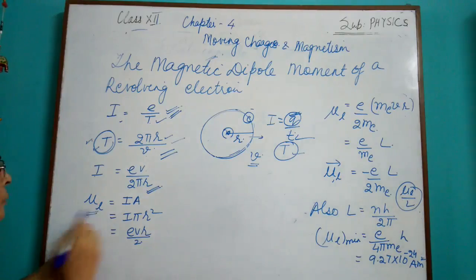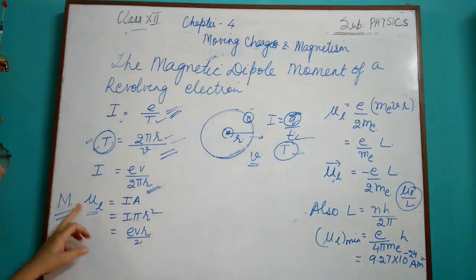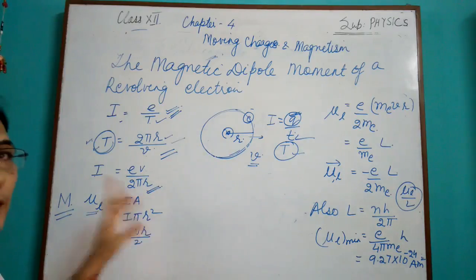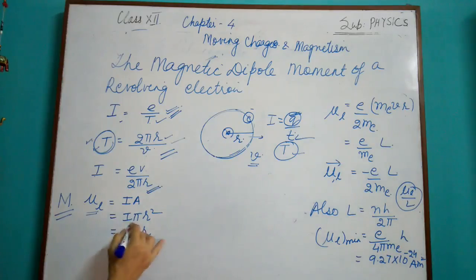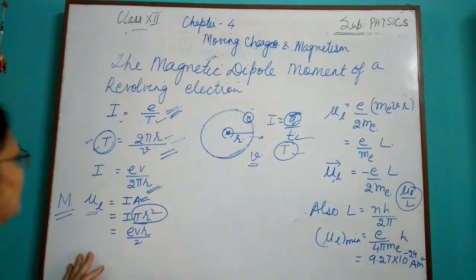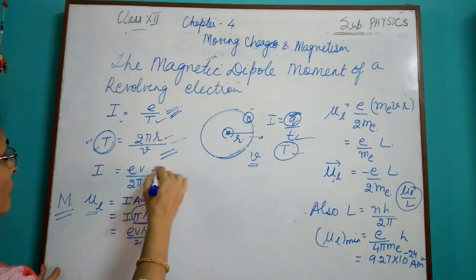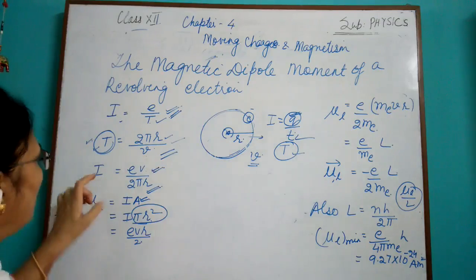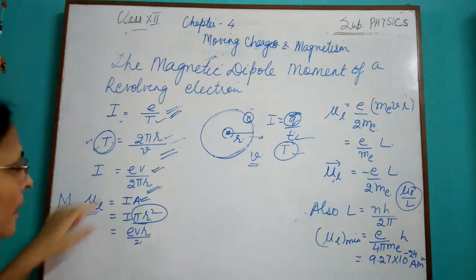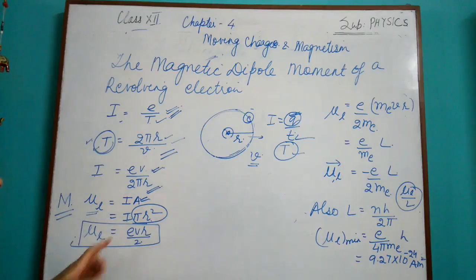Now the magnetic moment, the capital M, here I am denoting it by mu m as given in your NCERT book. Otherwise you can denote it by M also. Magnetic moment is equal to I A. This we have already done so many times now. Since the radius is r, A will be equal to pi r square. So I into pi r square. Here you can substitute the value of I from here, and I will get this expression for magnetic moment, e v r upon 2.